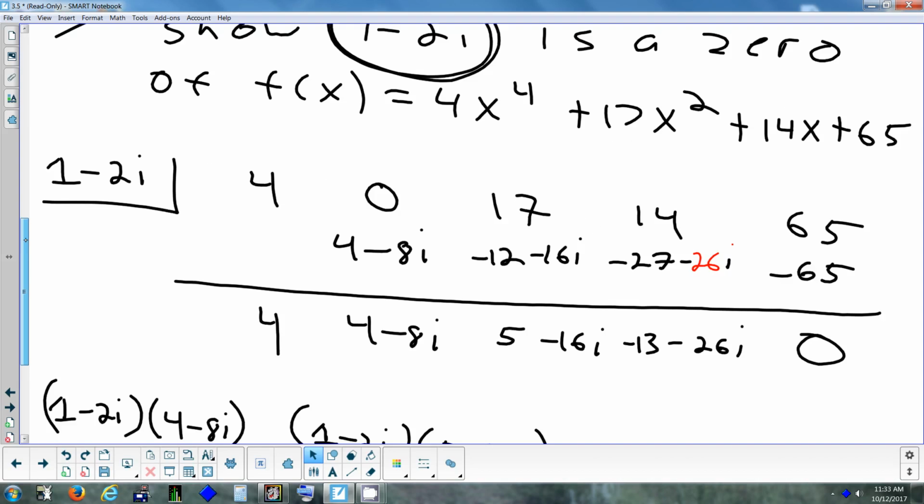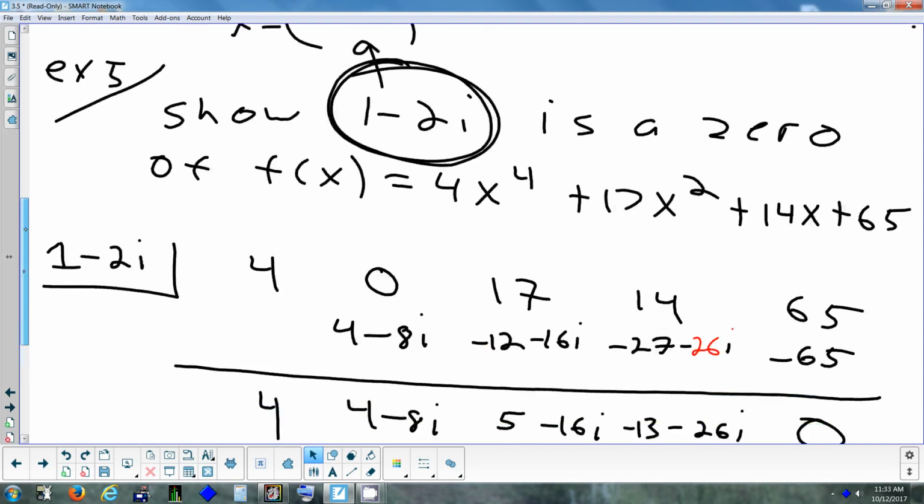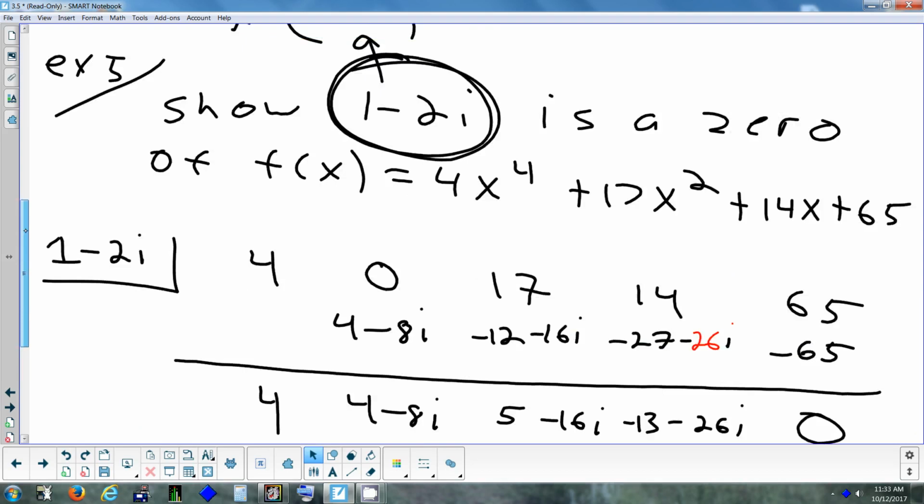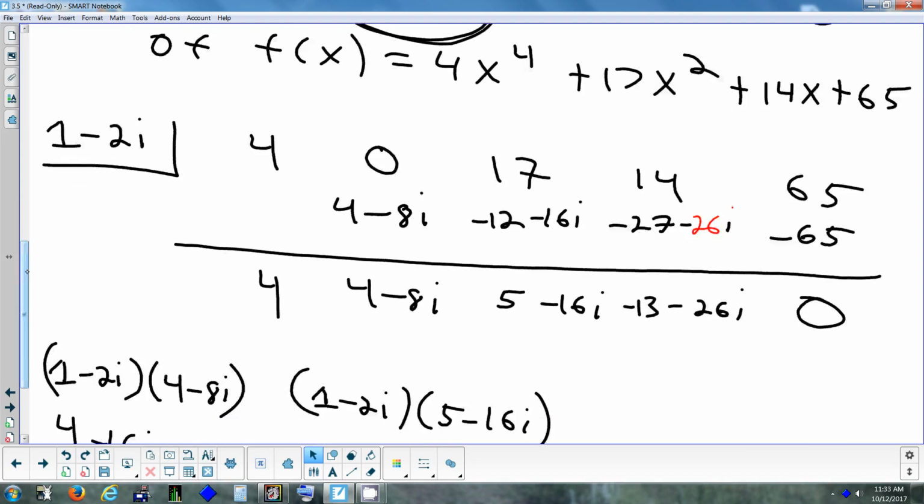So we have proved that 1 minus 2i is a factor. I'm sorry, x minus what I just said is a factor, or 1 minus 2i is a root. Now, if 1 minus 2i is a root, what else is a root? Scott? Conjugate of it. Yep, the conjugate of it, which would be? 1 plus 2i. Exactly, 1 plus 2i.